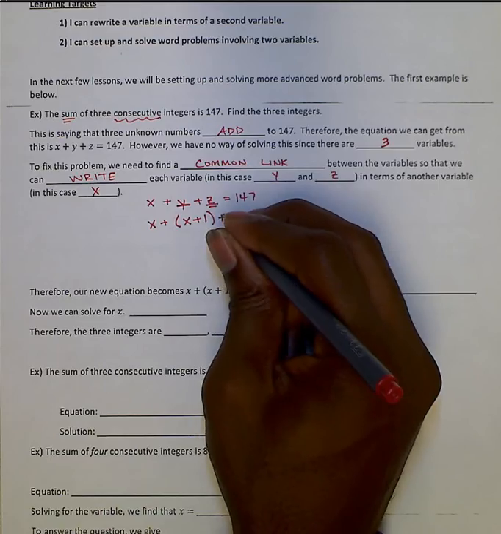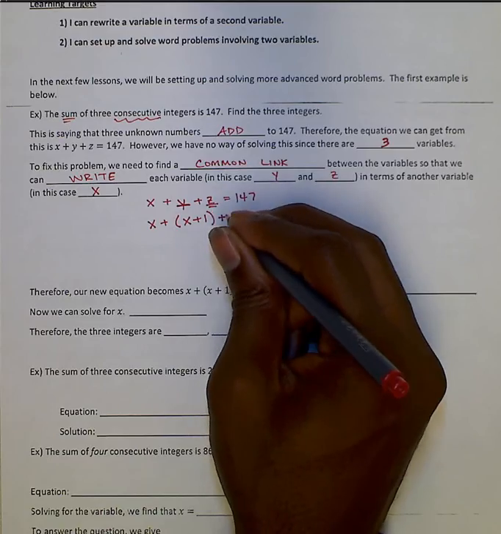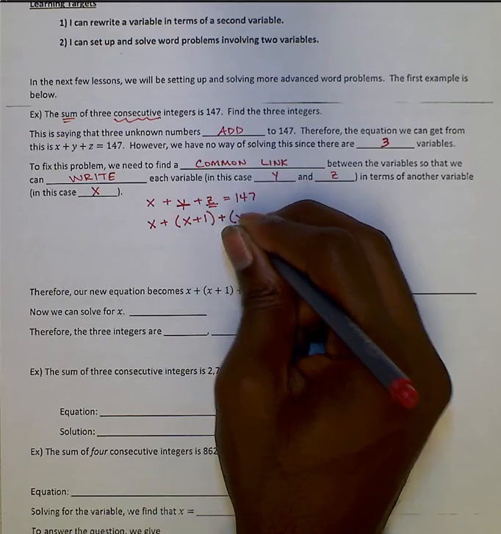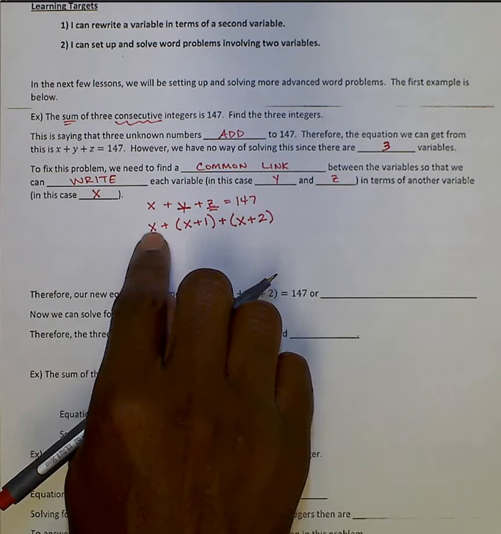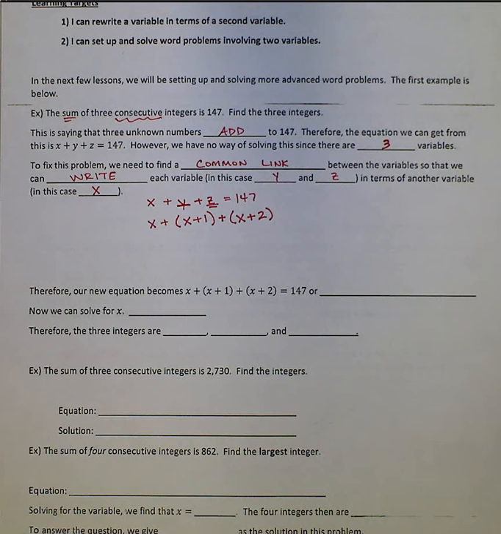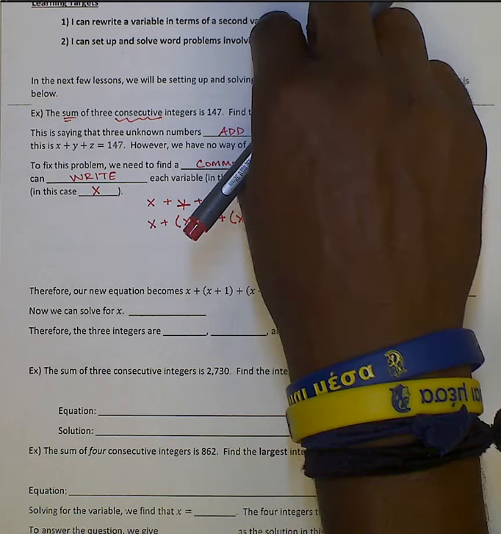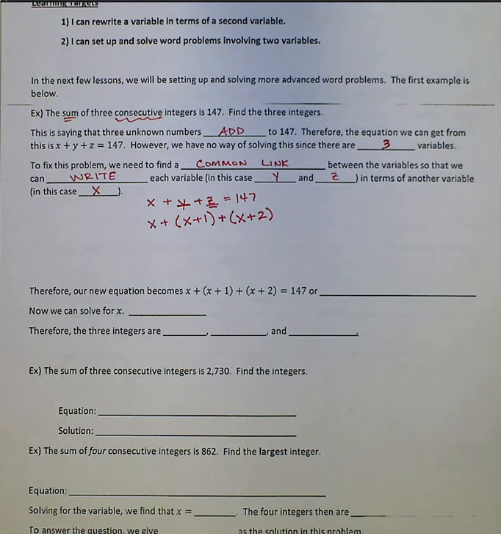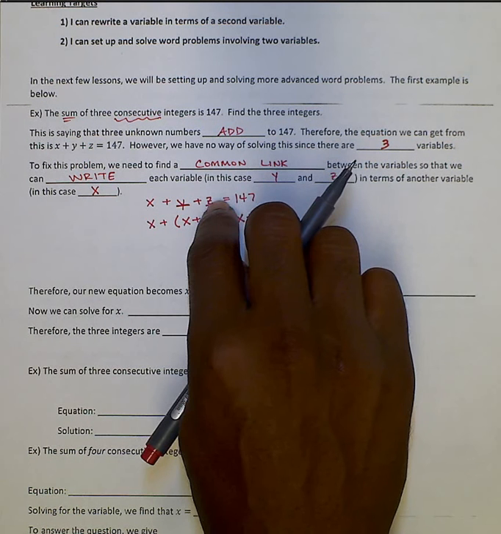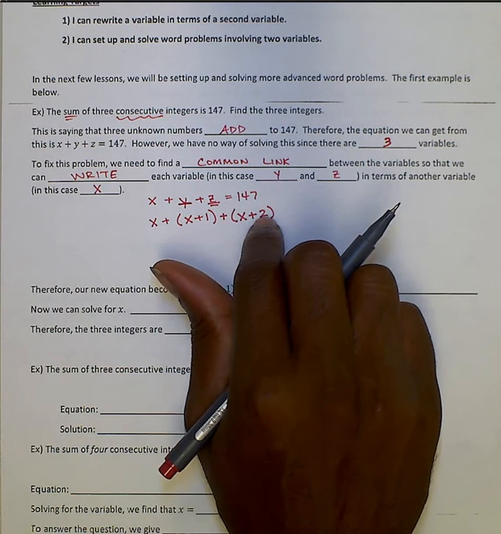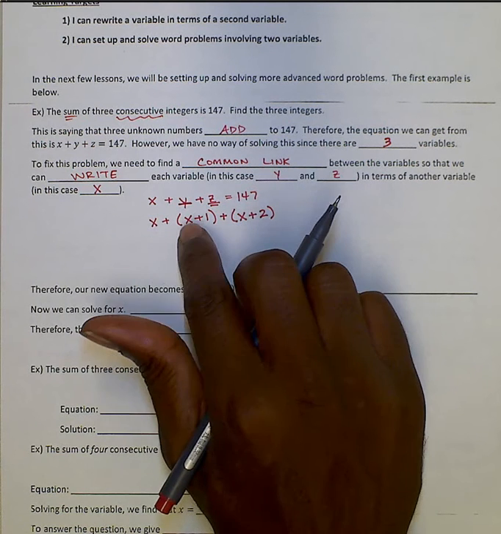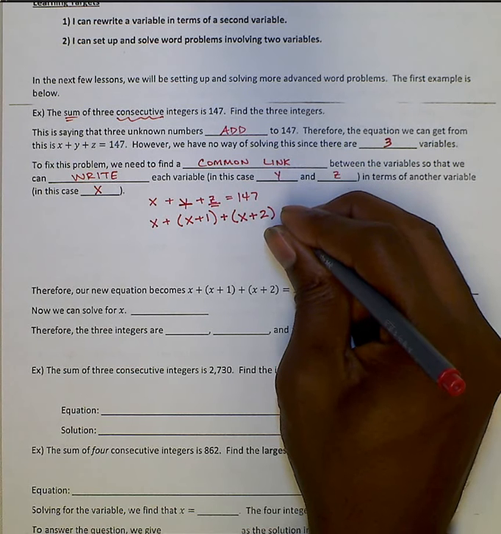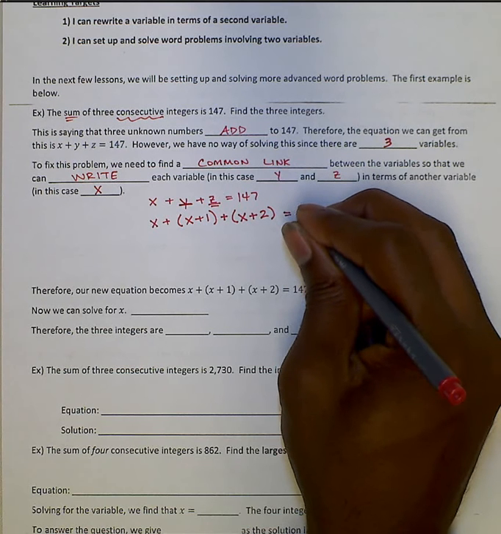So we can write that as x plus 1, which will be easier to write as x plus 2. Whatever x is, two numbers after that, that's what z is. Okay, and this is what writing a variable in terms of another variable means. Okay, I know that z is a whole different number, but because I can find a common link, because I know it's consecutive integers, then I can continue using the same variable. And that helps me because now I have a problem that I can solve.